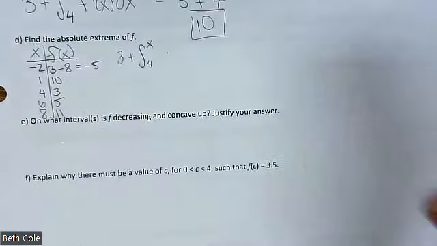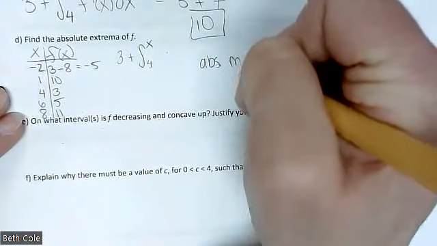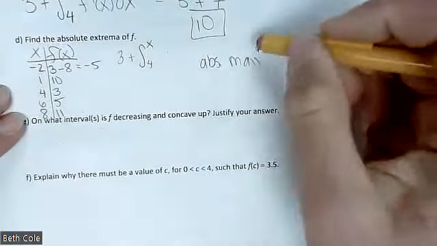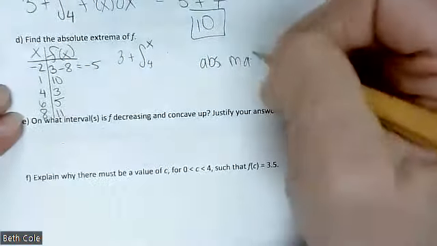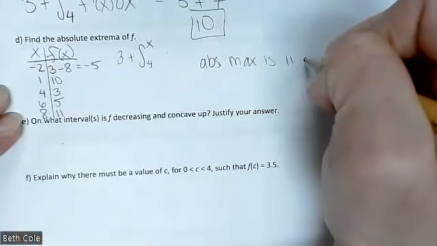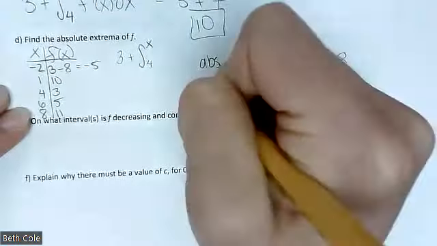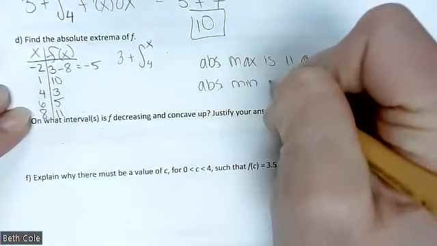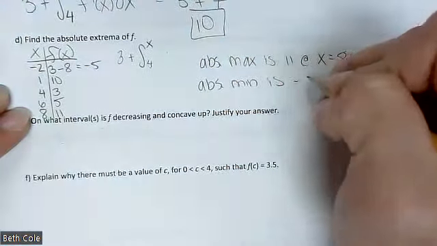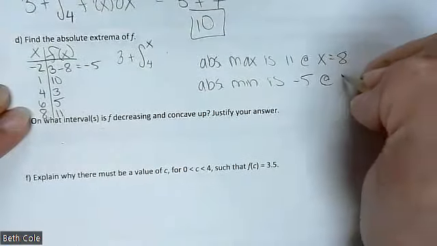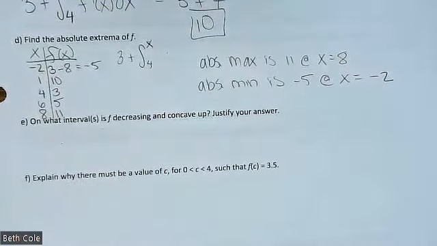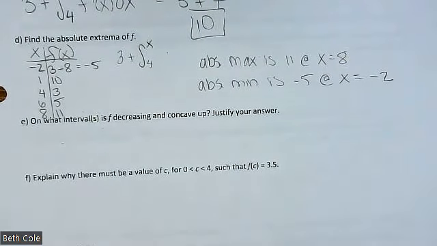All right, now absolute maximum is, what's the biggest number we got? 11? You're saying it faster than I can write it. Is 11 at x equals 8. Absolute minimum is -5 at x equals -2. Sorry, say again. It says extrema, which is both.